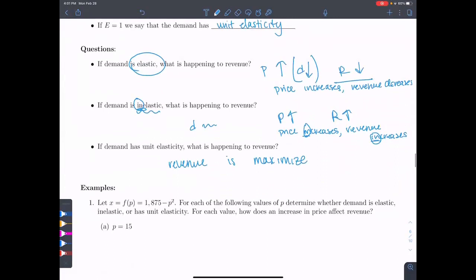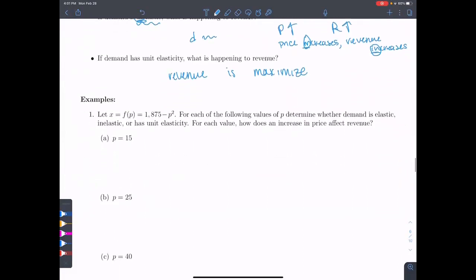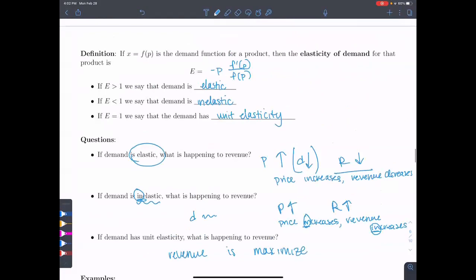Okay, so let's do some examples here. We have X is F of P. This is our demand: 1875 minus P squared. And for these following values of P, determine whether demand is elastic, inelastic, or has unit elasticity, and then how does an increase in price affect the revenue? Okay, so E is equal to P times F prime of P divided by F of P, that's negative P times F prime of P over F of P.